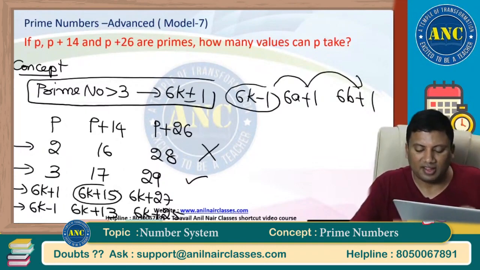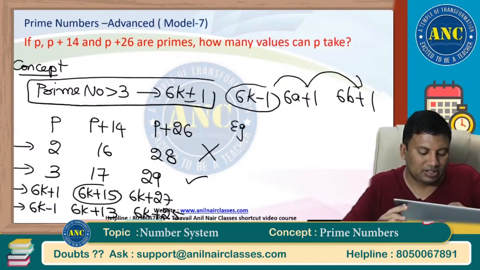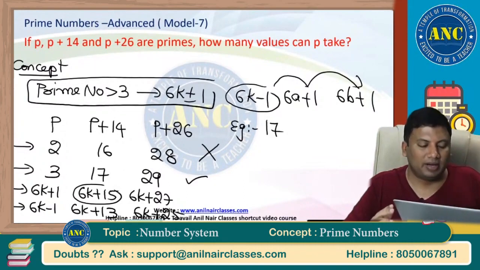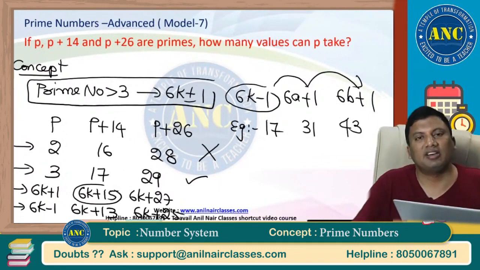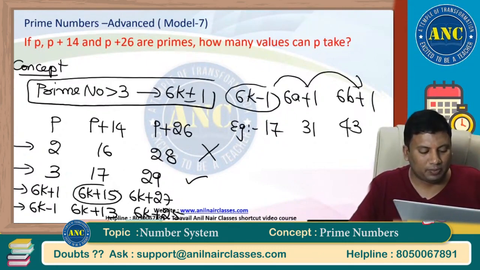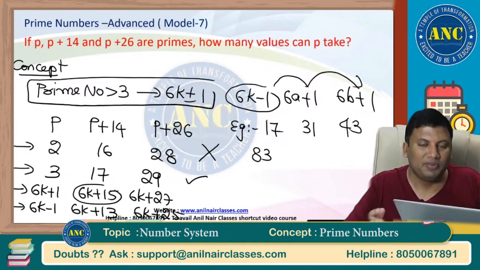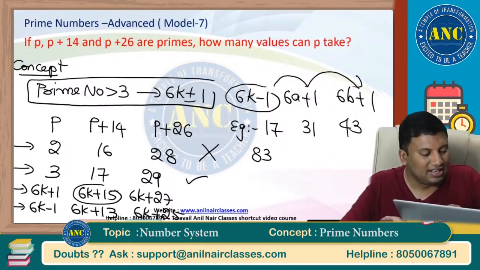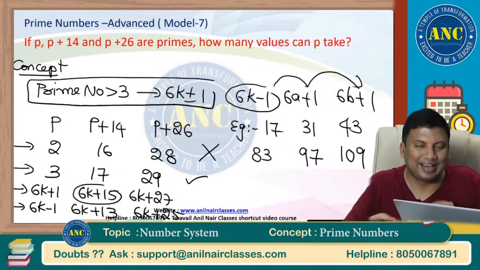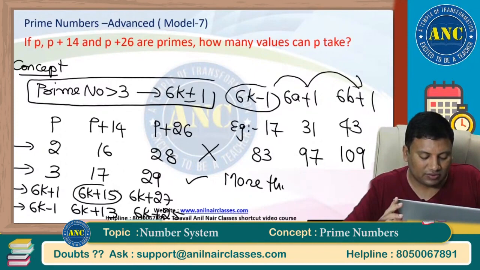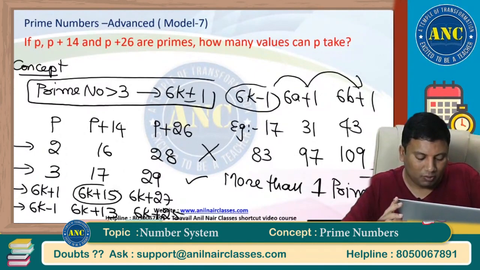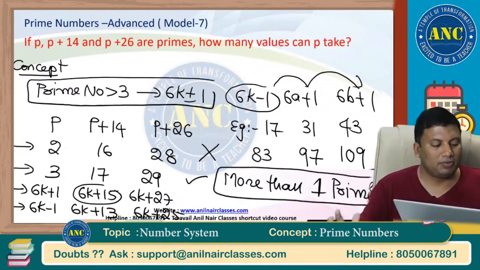For example, 17, which is 6 into 3 minus 1. 17 plus 14 is 31, 17 plus 26 is 43, it is possible. If it is 83, 6 into 14 minus 1, 83 plus 14 is 97, 83 plus 26 is 109. There exists more than one prime number which will satisfy this triplet. This is the most repeated type in prime numbers, sir. Model number 7: more than one prime number possible.